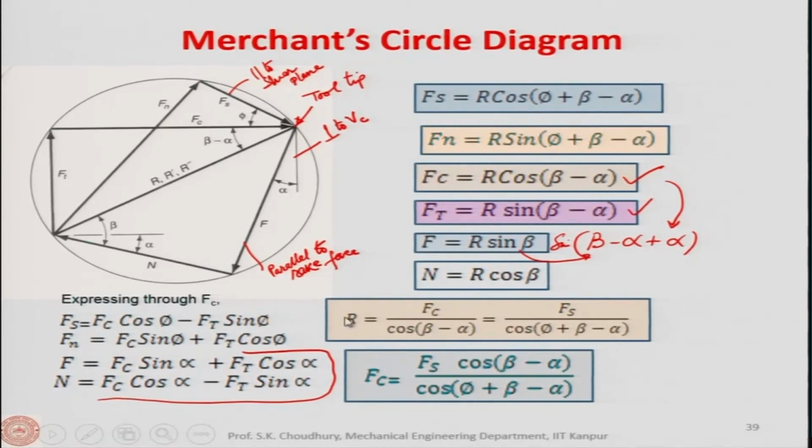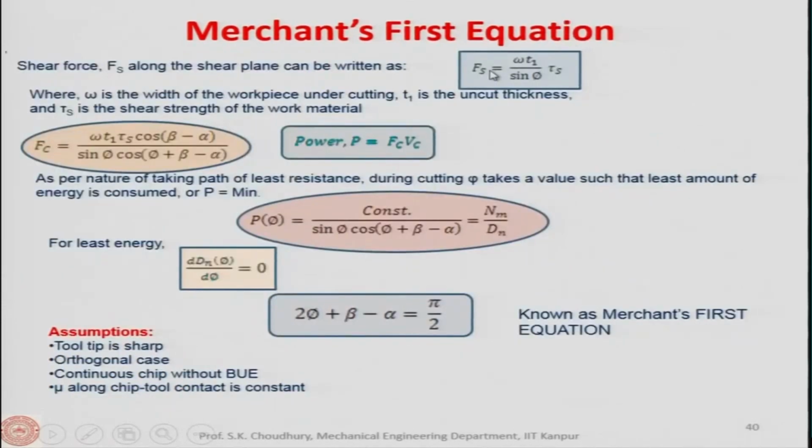So, then we said that the Fc can be found out through the Fs. Now, Fs is the shear force, which is parallel to the shear plane. So, the shear force Fs along the shear plane can be written as the shear plane area into the stress, and this is the shear stress. The area is given by the width of cut times the uncut thickness divided by sin phi.